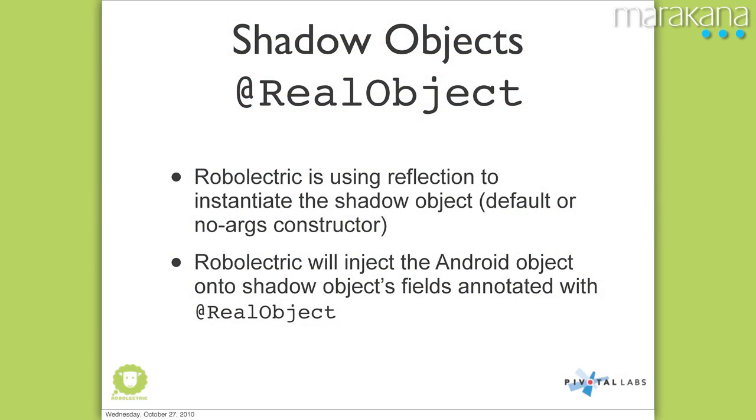There's the real object annotations. So what this is, suppose someone were to new an activity under test. Robolectric would have intercepted the class loading of activity and rewritten all of its method bodies. So it would have rewritten its constructor. It would have rewritten all of its method bodies, regular method bodies as well.